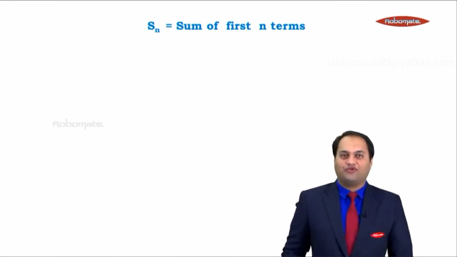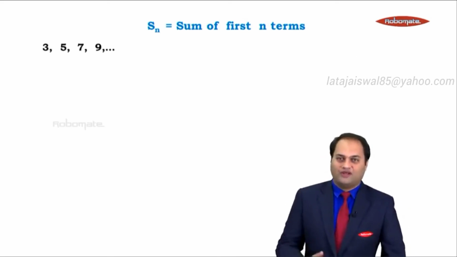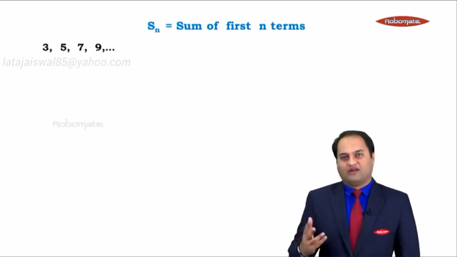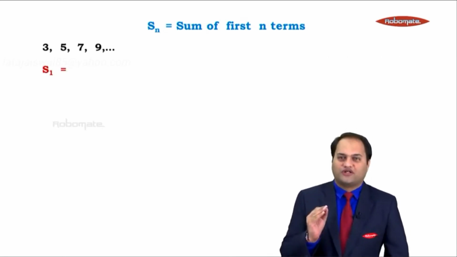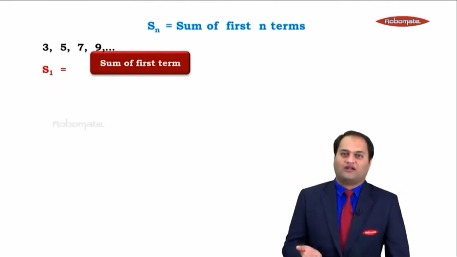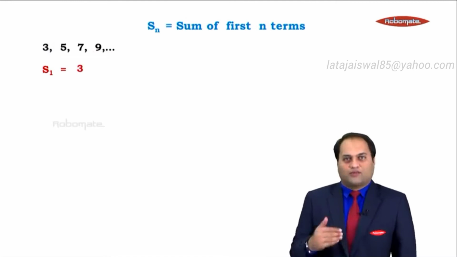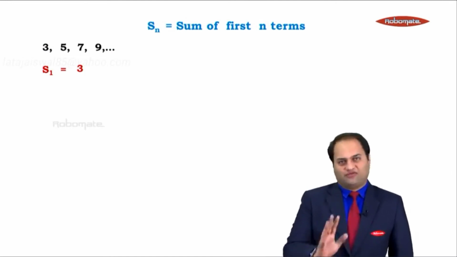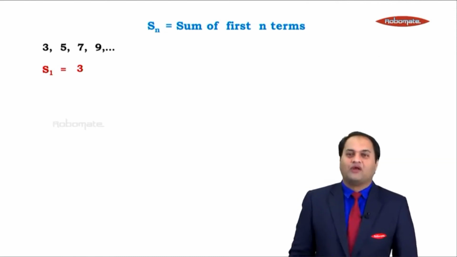Now let's understand a few things about Sn. See, there is an AP given to you: 3, 5, 7, 9. If I ask you, what is the sum of the first term? The sum of the first term will be the first term itself, that is 3, right? So S1 is basically equal to A1, the first term.